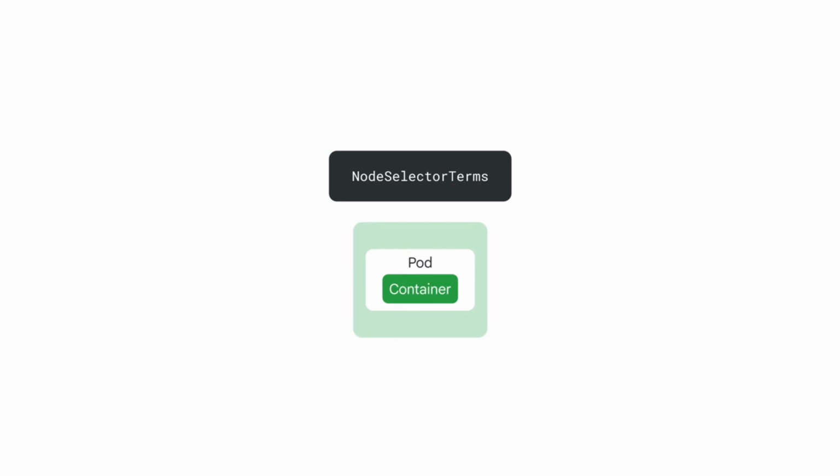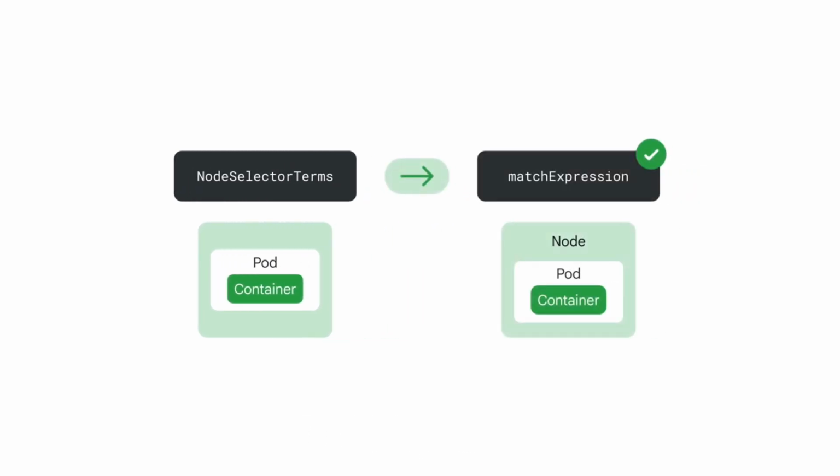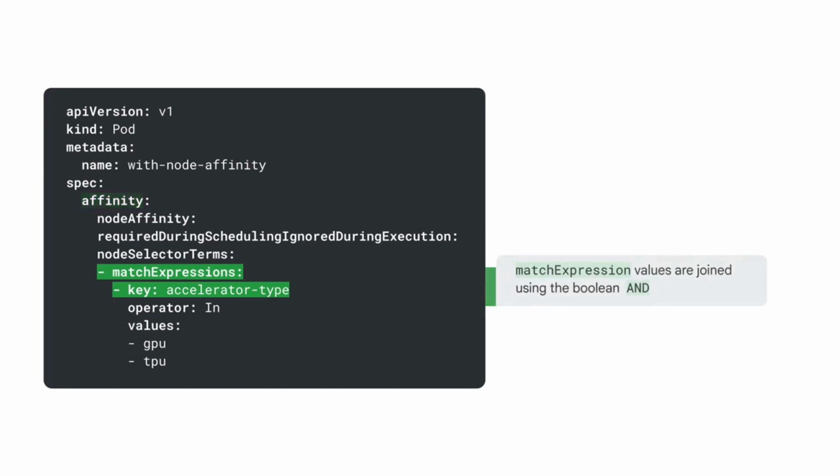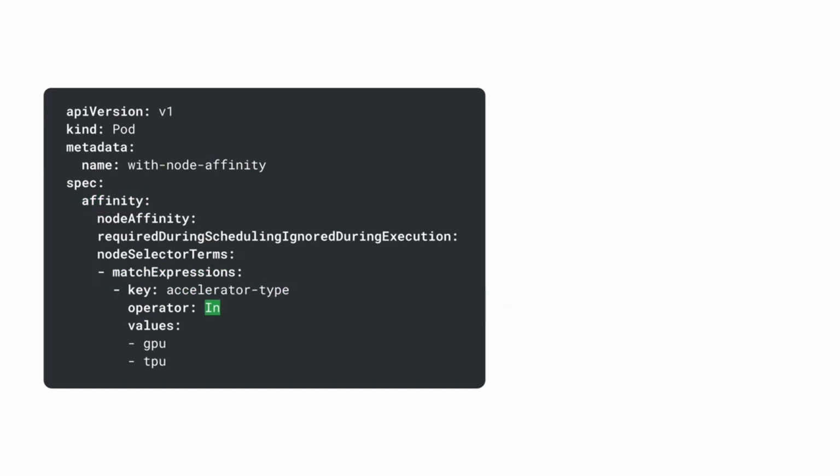Now, let's say there's a scenario where the node selector terms field is used and the node must meet all match expression requirements. This is an example of affinity where a single match expression, accelerator type, is specified. Logically, the match expression values are joined using the Boolean AND. From there, the IN operator would indicate that only one of the listed values must match the preferences. Other operators, like NotIn, can be used to configure a node anti-affinity rule.